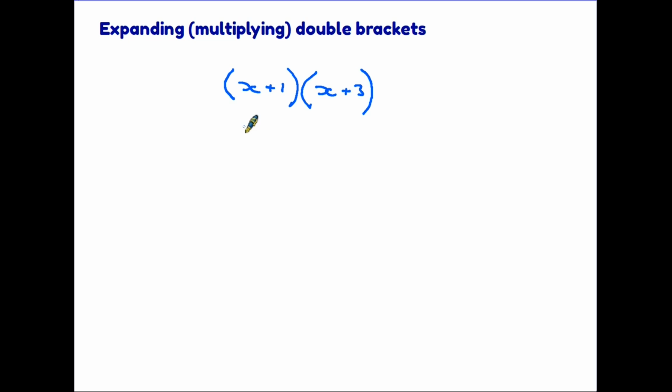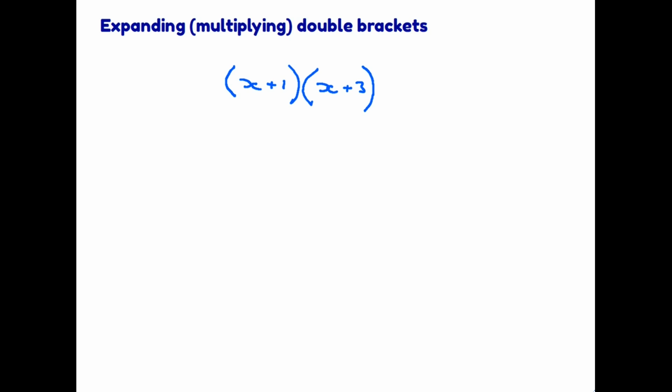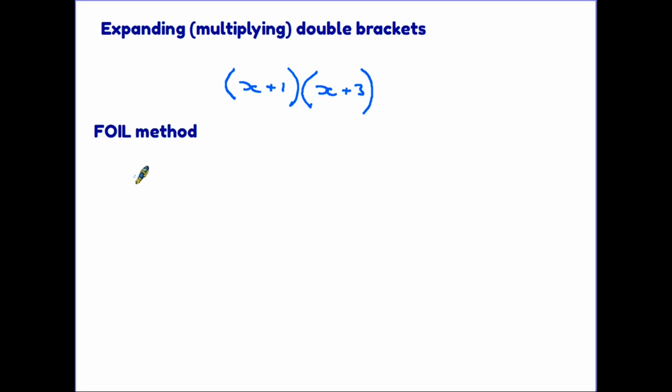The way we do this is to multiply each term in the first bracket with each term in the second bracket. The useful thing is that we do have a method that we can use that helps us to make sure that we don't miss any of these steps, and also that the answer is in the correct order for the next step of the problem. This method is known as the FOIL method, and here's how it works.